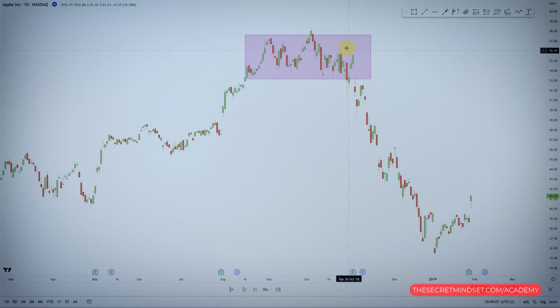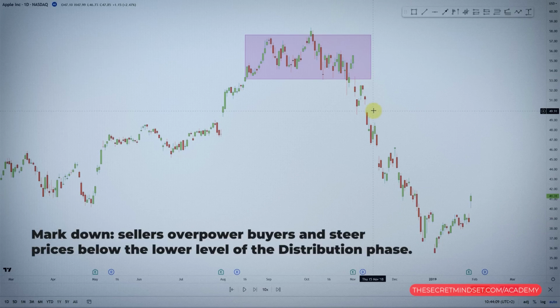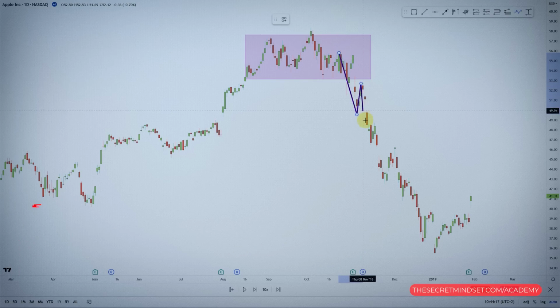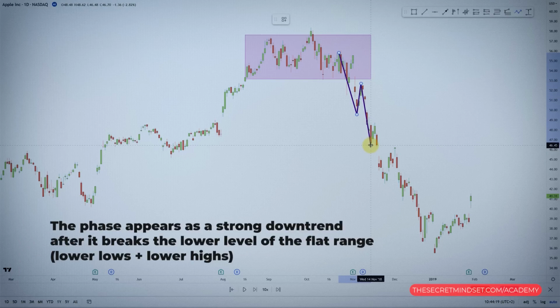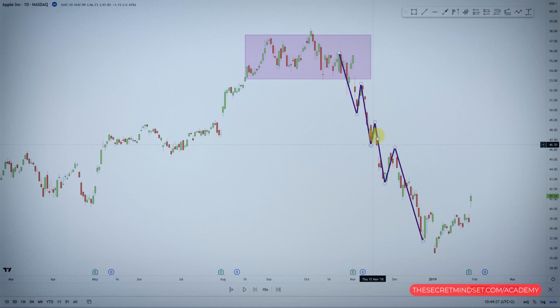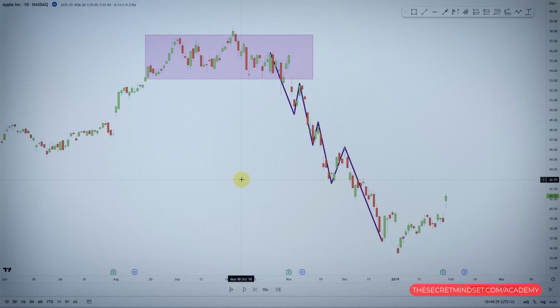The markdown phase is the last stage and occurs as sellers overpower buyers and steer prices below the lower level of the distribution phase. The cycle appears as a strong downtrend after it breaks the lower level of the flat range. Knowing these cycles is an important part in your technical analysis process.